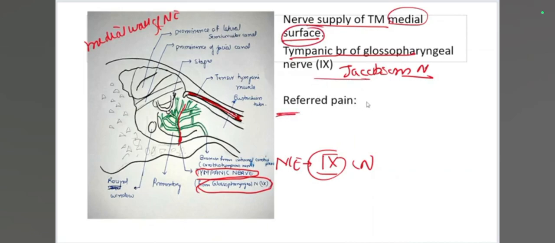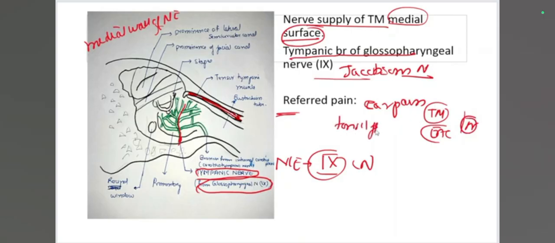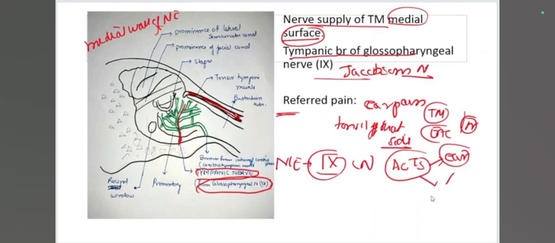Now the applied anatomy point is, sometimes a patient comes to you and says, I'm having ear pain. Okay, you look into the external auditory canal, you look at the tympanic membrane, it is fine and intact, the external auditory canal is normal. Then you check the tonsil of that side, and you find it congested and edematous. So sometimes if the infection is really high, pain from the tonsil is referred to the ear. This happens because both of them are supplied by the glossopharyngeal nerve.